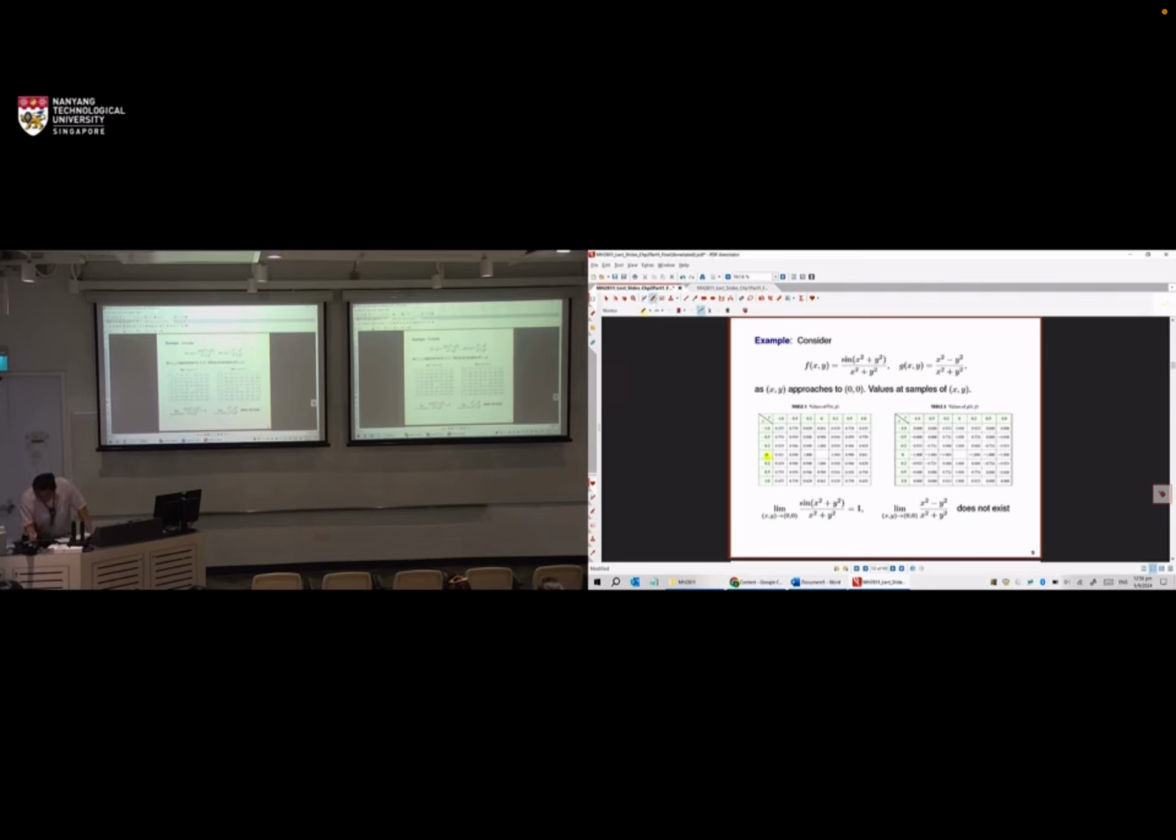So this is (0, 0), what you're interested in. But obviously, you substitute in, you cannot get any answer, right? Sine 0 over 0. Sine 0 is 0, so 0 over 0.